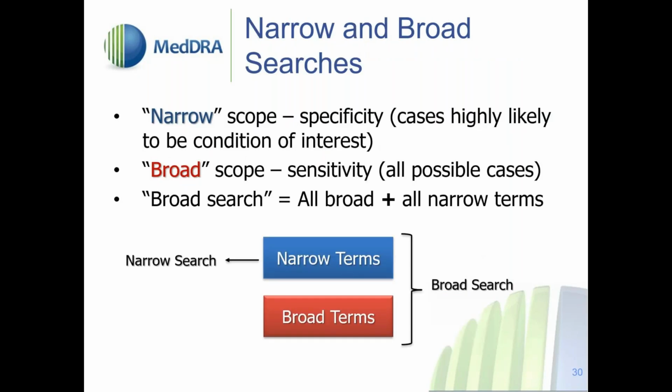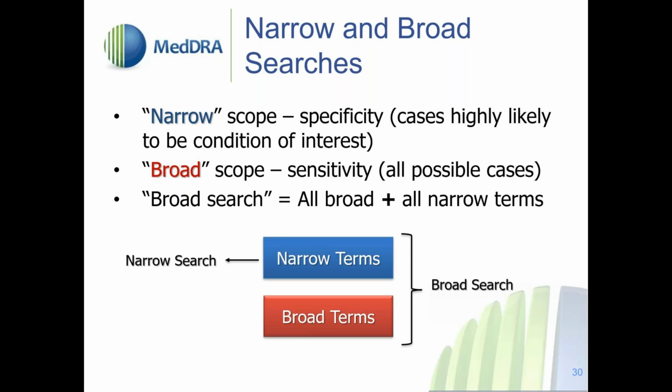The second characteristic of the SMQ talks about narrow versus broad searches. So this approach accommodates those instances where a user may need to identify cases that are highly likely to represent the condition of interest. That's your narrow scope. It's the most specific.